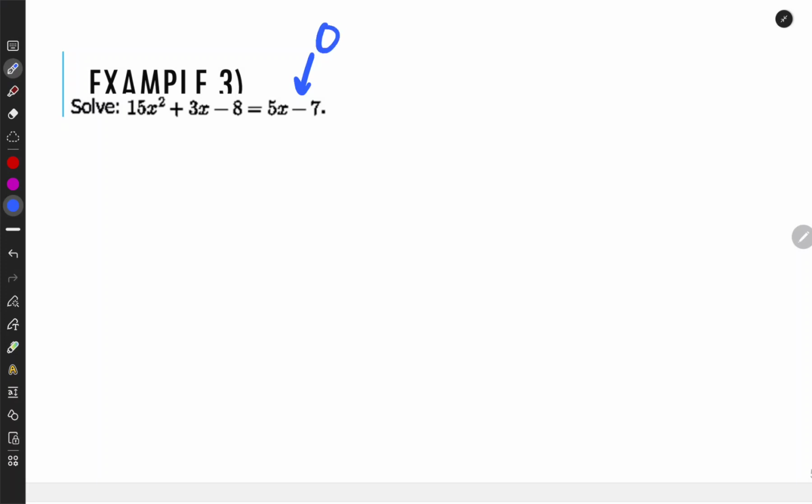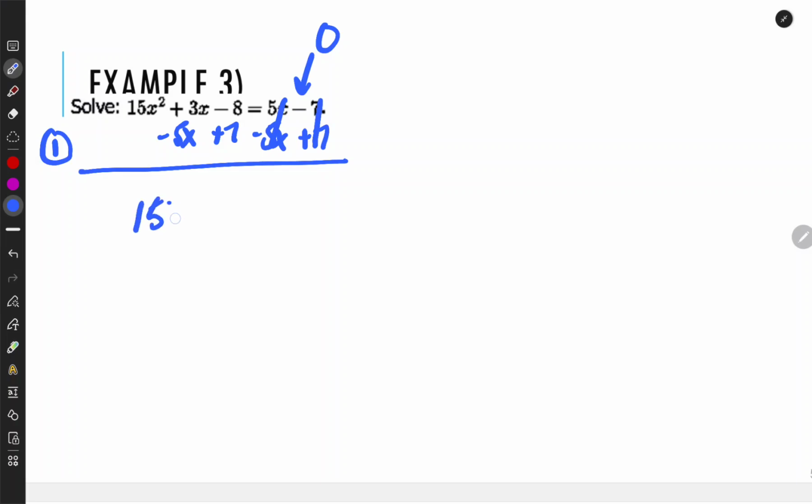In order to make this side 0, we have two things we need to do. We need to subtract 5x, and we need to add 7. What we do to one side, we're going to do to the other. So we have negative 5x and plus 7. Now once that's all said and done, so this was our step 1. These cancel out, these cancel out, and these combine to make 15x squared. And we have 3x minus 5x gives us negative 2x. We have negative 8 plus 7 gives us negative 1 equals 0. Okay, so step 1 was to make one side equal to 0. Step 2 is to factor.